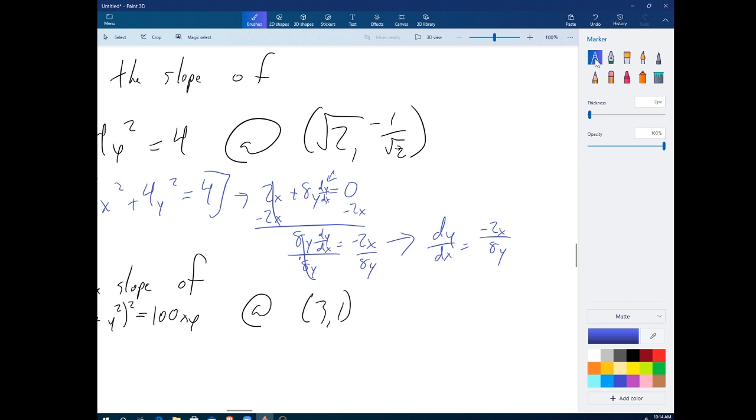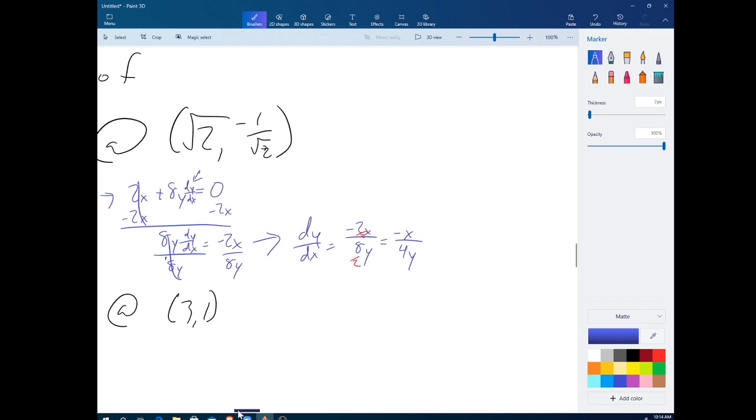So, I am choosing, then, to simplify, because these are both even. It won't affect your answer if you don't, but it's just good practice. And that's where that 4 comes from. And once I have it, then I know that the slope is going to be that same equation, but with the numbers plugged in.